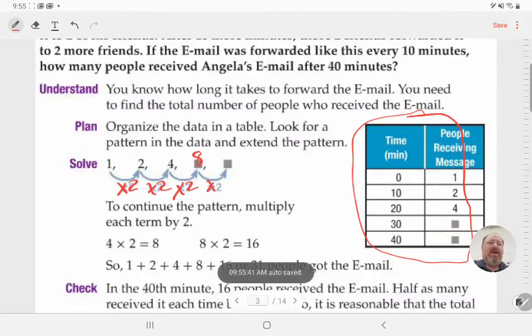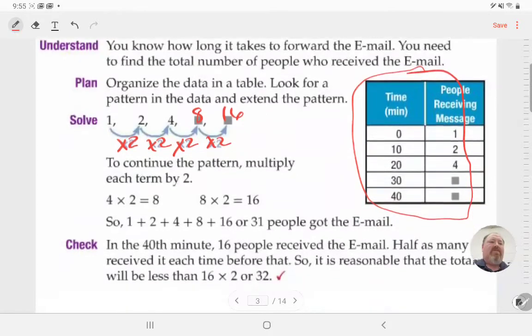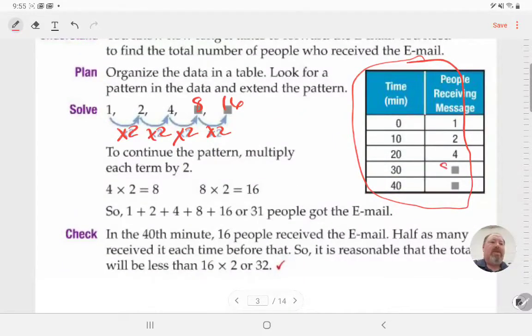And then times 2, there would be 16 people. So we could continue that, follow that and plug that in the table, and that would be 8 people and 16 people. Now, we want to know how many got the entire email. All we'd have to do is add it all together, and that gives me 31 people got the email.